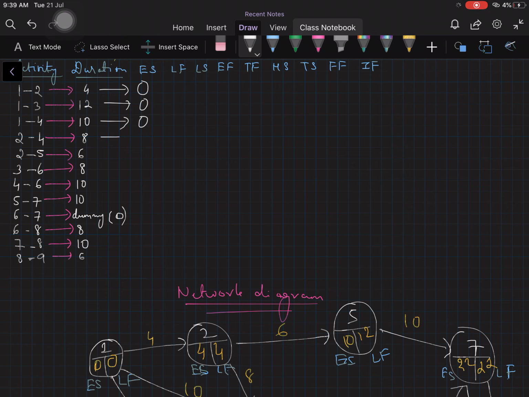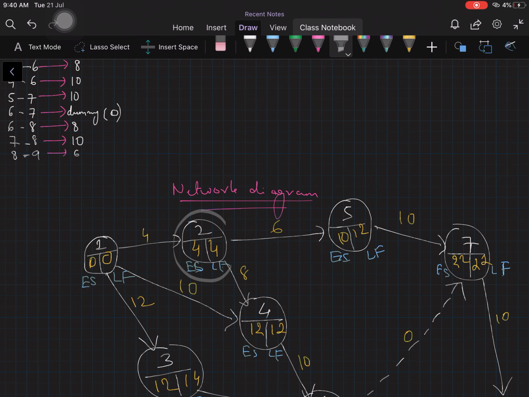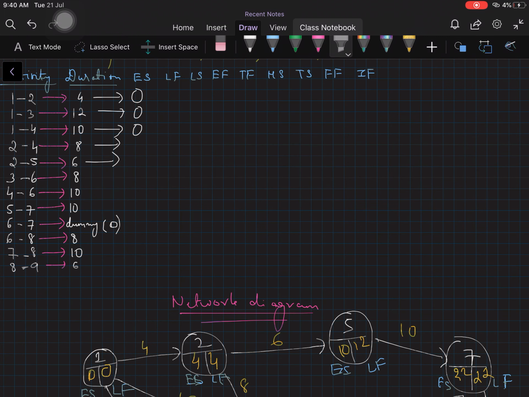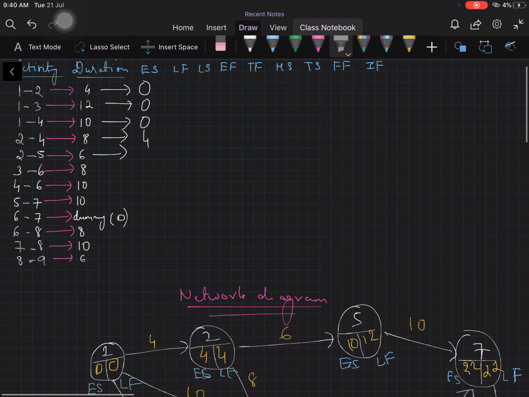Now let's go to the second one. The fourth activity, 2 to 4. Now 2 to 4 is the fourth activity. What is the starting event? 2. 2's early start is what? 2 is here. 2's early start is 4. So let's write 4 there. Now again 2 to 5, 2 is again the starting event. So 2's early start will be 4 itself.